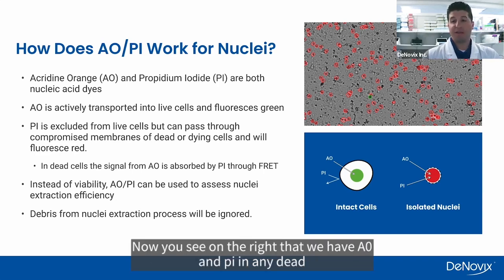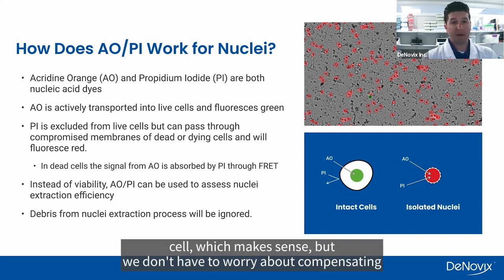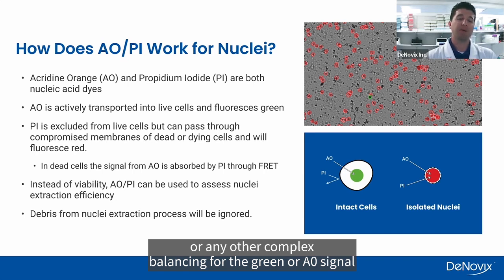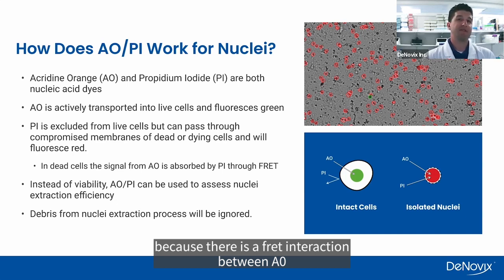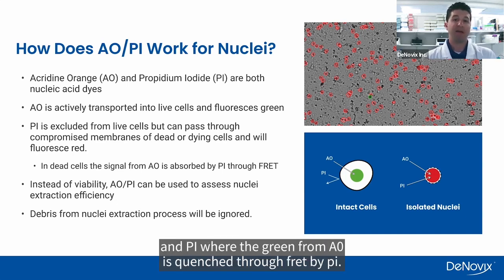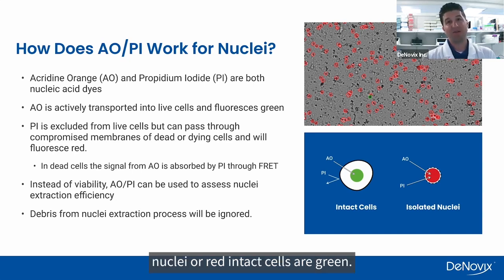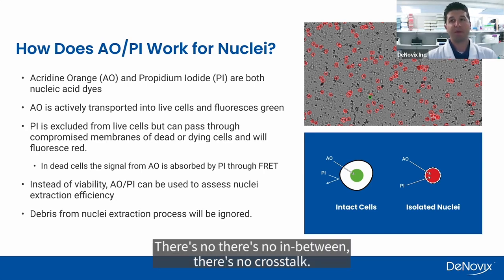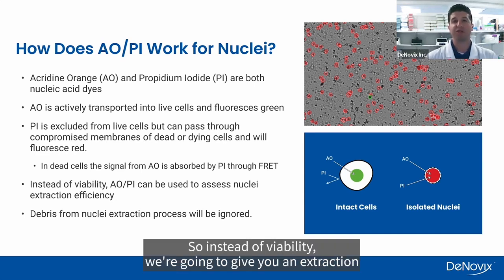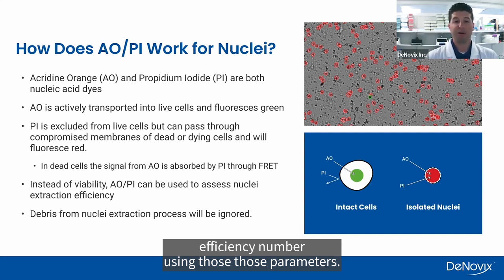Now, you see on the right that we have AO and PI in any dead cell, which makes sense, but we don't have to worry about compensating or any other complex balancing for the green or AO signal, because there's a FRET interaction between AO and PI where the green from AO is quenched through FRET by PI. So we have a binary choice of green or red. Isolated nuclei are red, intact cells are green. There's no in between, there's no crosstalk. So instead of viability, we're going to give you an extraction efficiency number using those parameters.